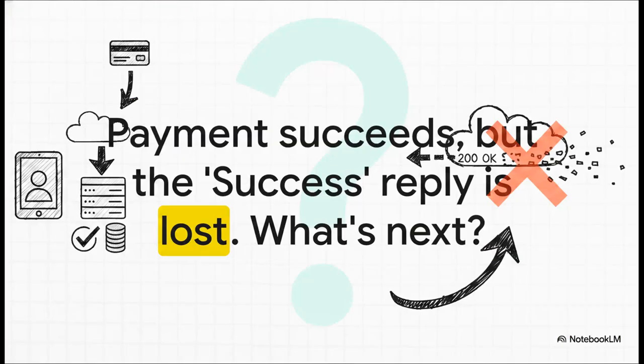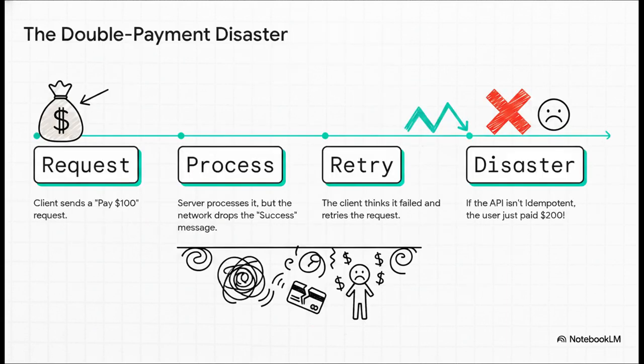Okay, here's the classic nightmare scenario. The client sends a payment request. The server gets it, processes it, everything is good. But then, the network just drops the 200 OK success message on the way back. So from the client's point of view, the request failed. What's the most natural thing in the world for that client to do? It's going to retry.